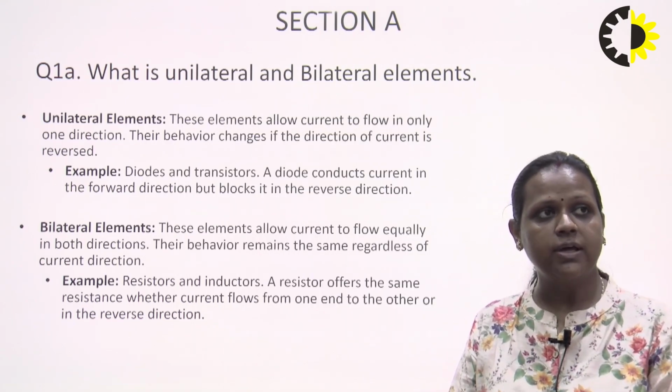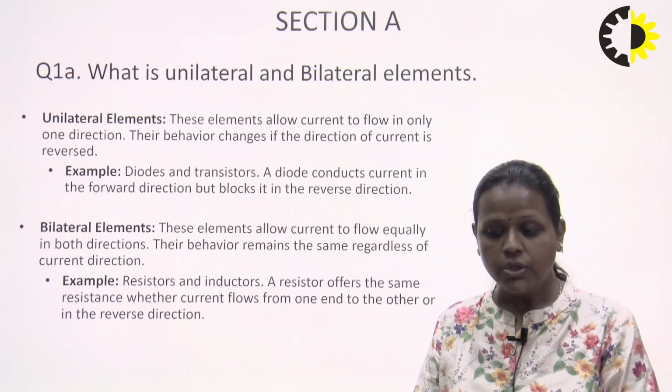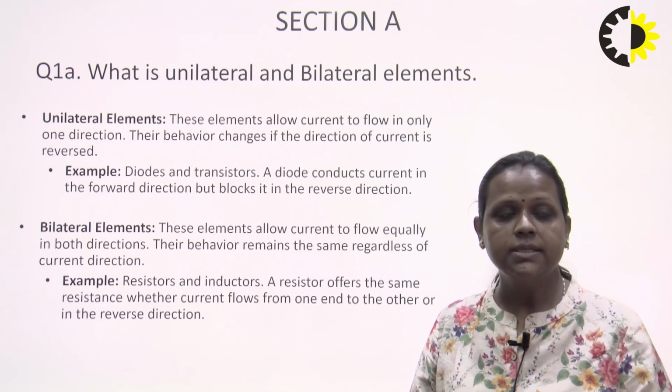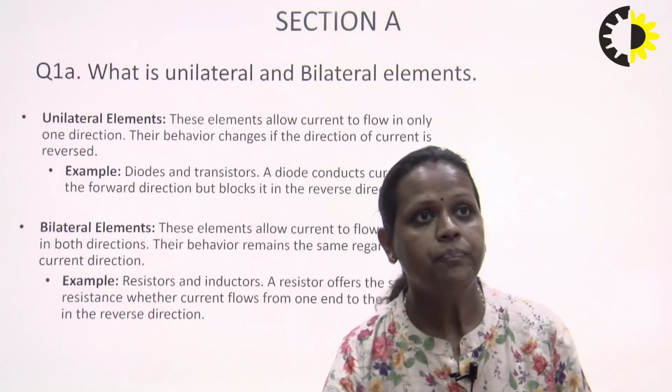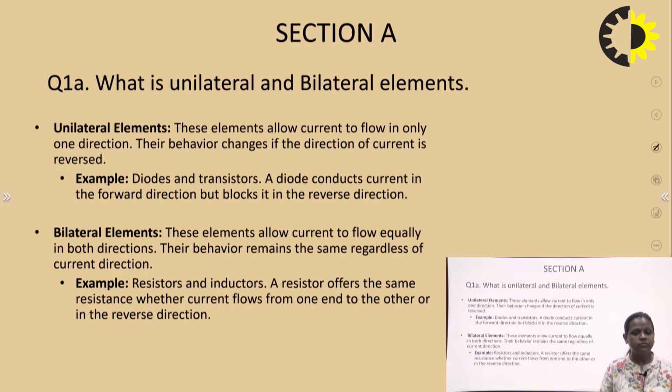So the question 1A is, what is unilateral and bilateral element? Unilateral elements allow current to flow in only one direction and their behavior changes if the direction of current is reversed. For example, diodes and transistors. A diode conducts current in the forward direction but blocks in the reverse direction.